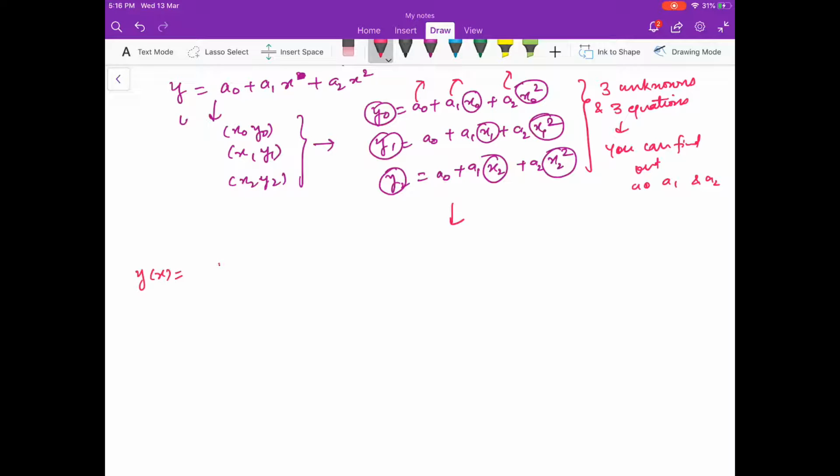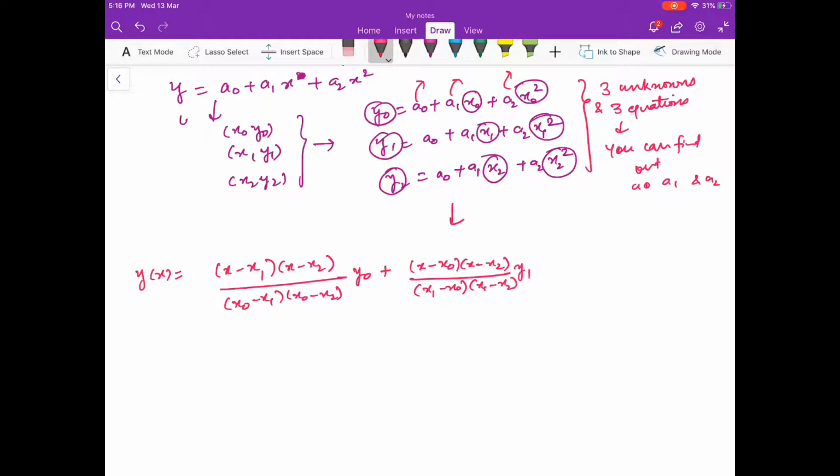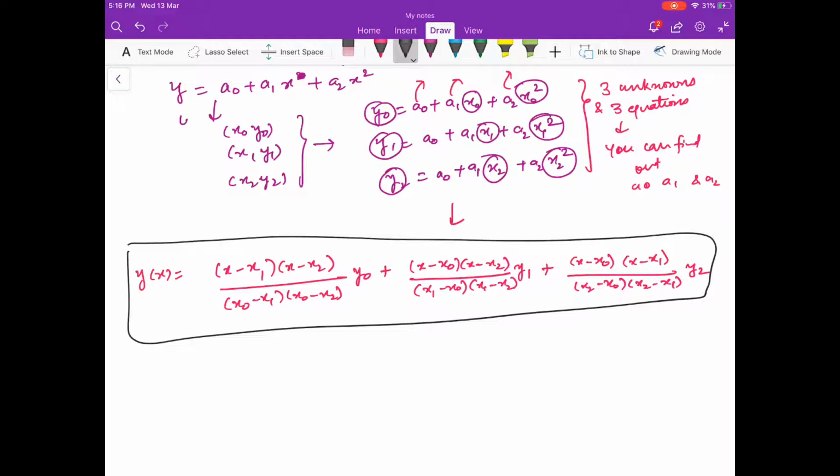I am writing the form: y of x is equal to x minus x1 x minus x2 upon x naught minus x1 x naught minus x2 into y naught, plus x minus x naught x minus x2 upon x1 minus x naught into x1 minus x2 into y1, plus x minus x naught x minus x1 upon x2 minus x naught x2 minus x1 into y2. So this is the form of the polynomial. Did you observe a pattern? This is the second degree polynomial passing through 3 data points.